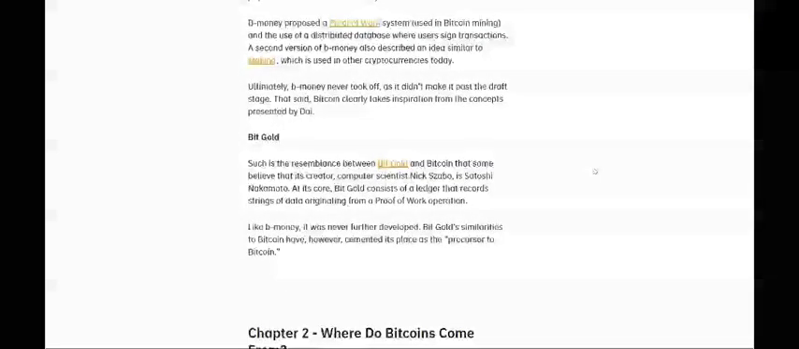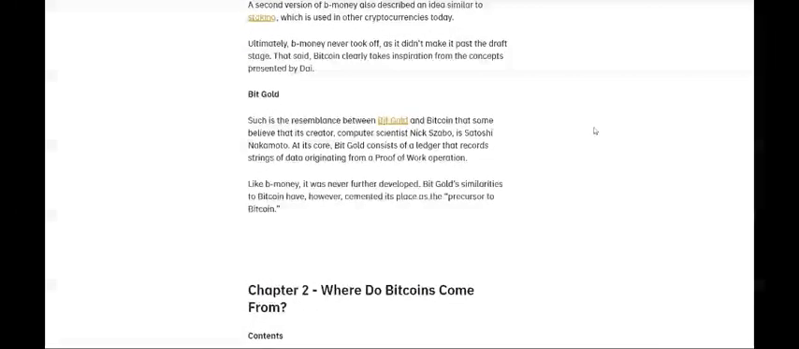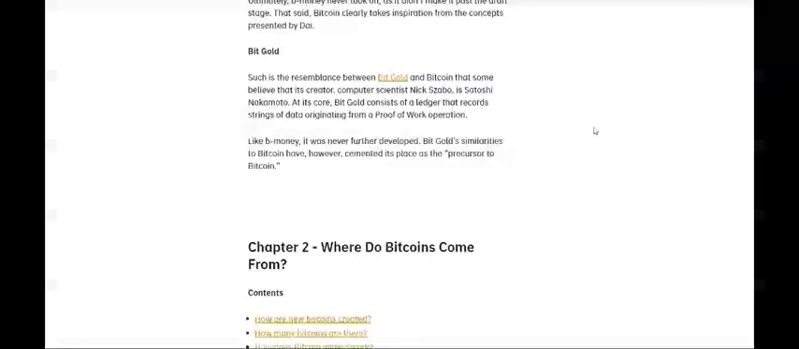B-Money. B-Money was initially described as a proposal by computer engineer Wei Dai, published in the 1990s. It was cited in the Bitcoin white paper, and it's not hard to see why. B-Money proposed a proof of work system used in Bitcoin mining and the use of a distributed database where users assign transactions. A second version of B-Money also described an idea similar to staking, which is used in other cryptocurrencies today. Ultimately, B-Money never took off as it didn't make it past the draft stage. That being said, Bitcoin clearly takes inspiration from the concepts presented by Dai.